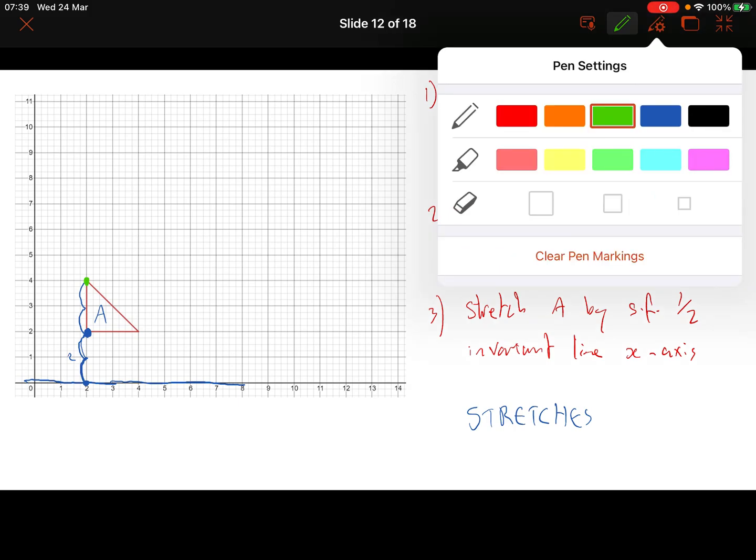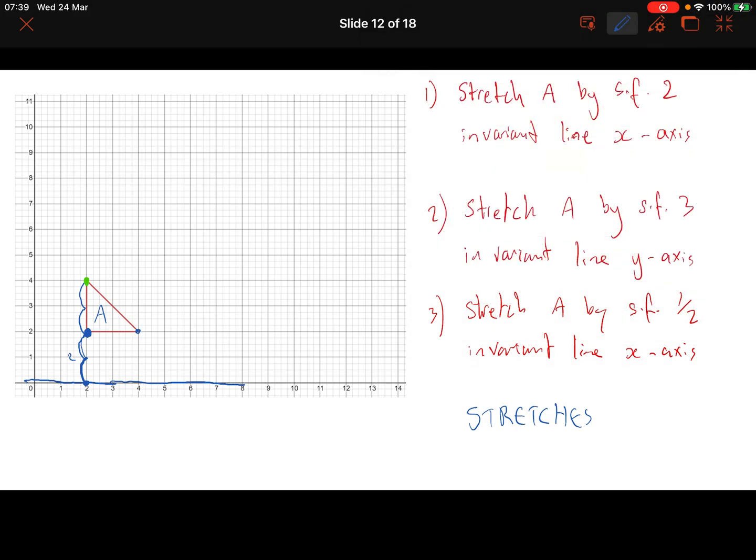So let's do it again for this point here. We're going to count from this point on the invariant line because it's always in a perpendicular fashion. 1, 2, apply the scale factor. I'm going to move 4. 1, 2, 3, 4. So that point has moved to here, okay?